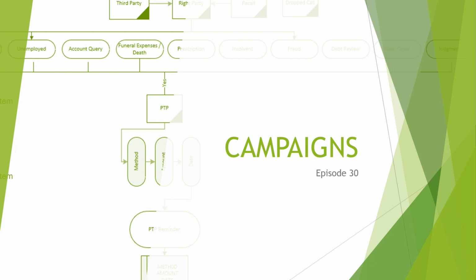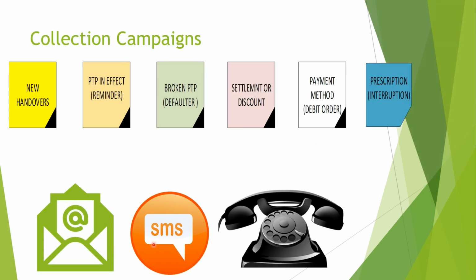It always starts with campaigns. These are just typical examples of campaigns. For example, new handovers or promises that have already been made and you're following up on it. And as you work through these various campaigns, often they'll be coupled with emails, SMSs, and as a contact center agent, you'll be calling debtors.